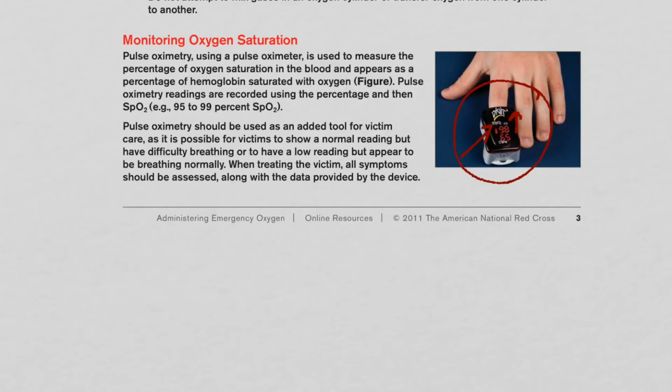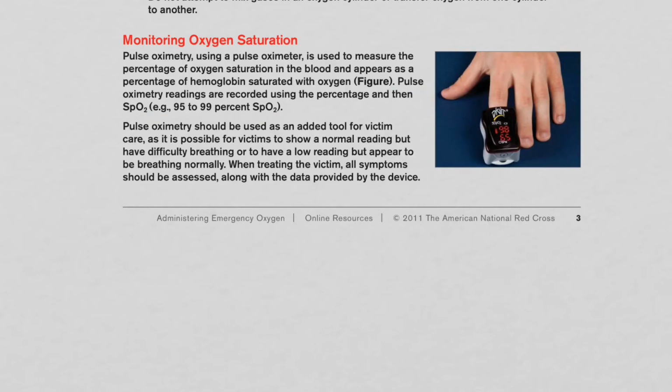Pulse oximetry readings are recorded as a percentage, and the SpO2 is delivered to you. So what I'm saying to you all is that you should have a pulse oximeter in your kits, in particular with patients that you know you're probably going to have to administer oxygen to. Use it as a preemptive tool to say, is this something that I actually need to do, or can I allow my patient to just breathe it out and supply their own oxygen concentration through normal breathing patterns?